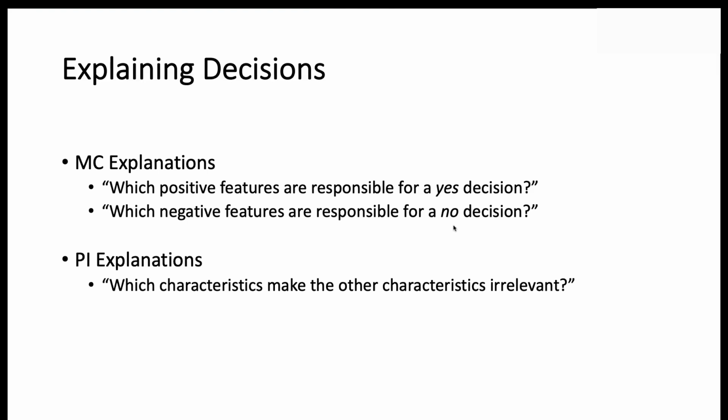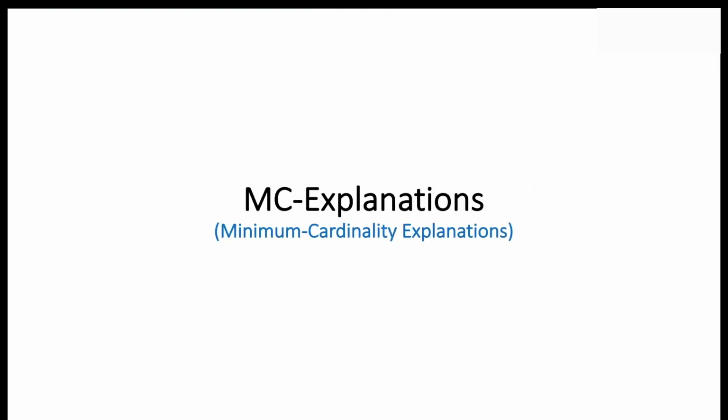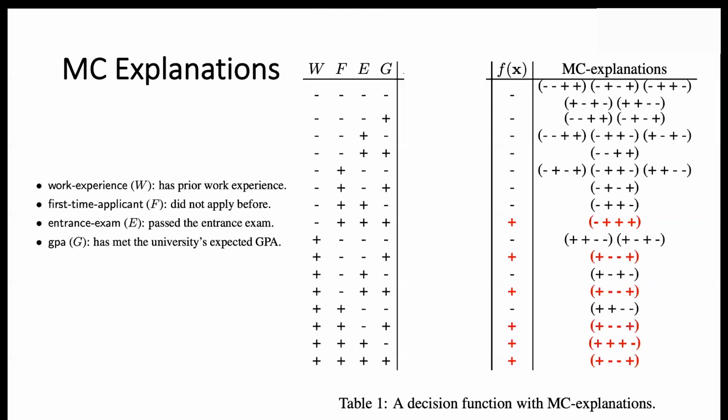The other type of explanations are called PI explanations. We'll talk about these later. So let's get started with MC explanations, or minimum cardinality explanations. We're going to show this first concretely by example, and then we'll show you how to compute them. But first, let's understand what a minimum cardinality explanation is.